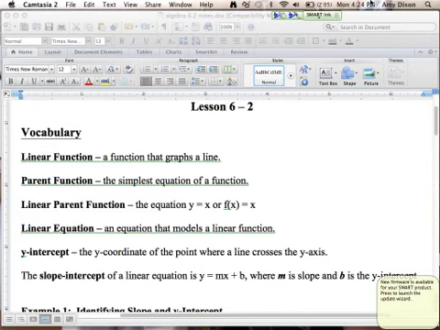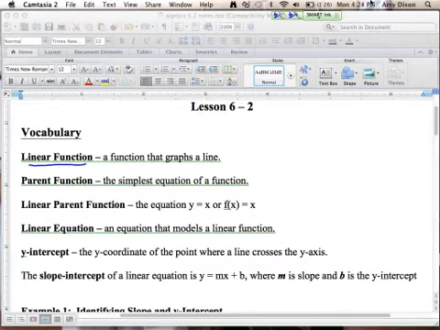Okay, class, we're going to look at section 6.2 today. We are going to be doing graphing linear functions. Now, a linear function is a special type of function that graphs a line. We dealt with several of those in chapter 5, where when we plotted them on a graph, it turned into a line. Those are actually called linear functions.